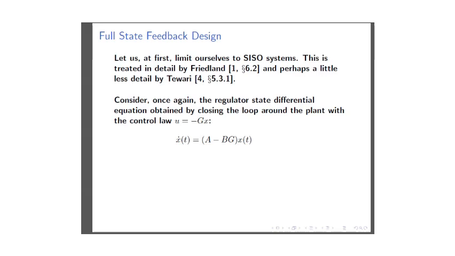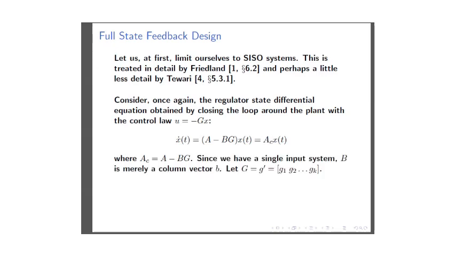Consider once again the regulator state differential equation obtained by closing the loop around the plant with a control law u equals minus Gx, written in this form. Now I can write this as A_c x, where the subscript c indicates the closed loop. So this is the closed loop A matrix, which is A minus BG, something that I've mentioned already a little while earlier.